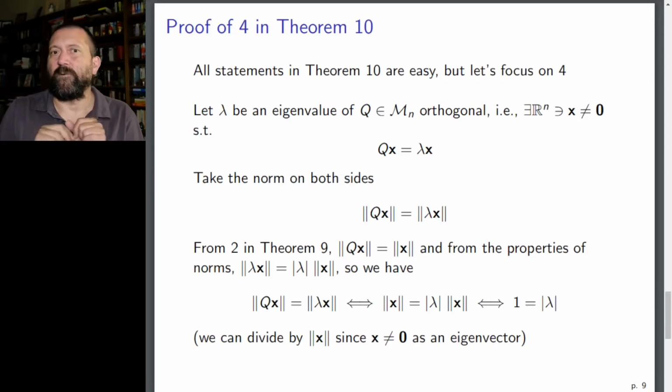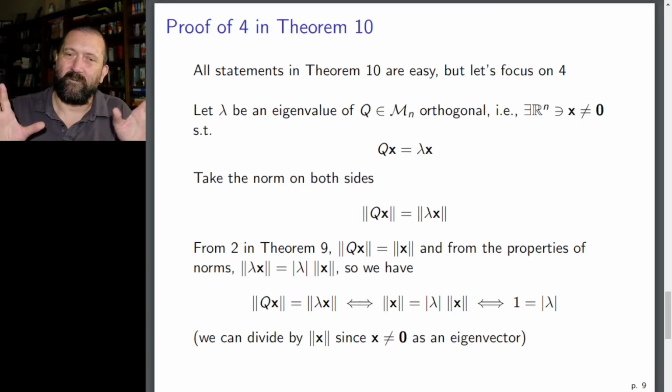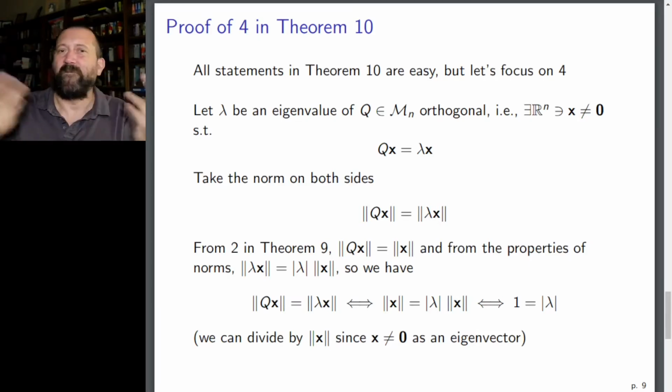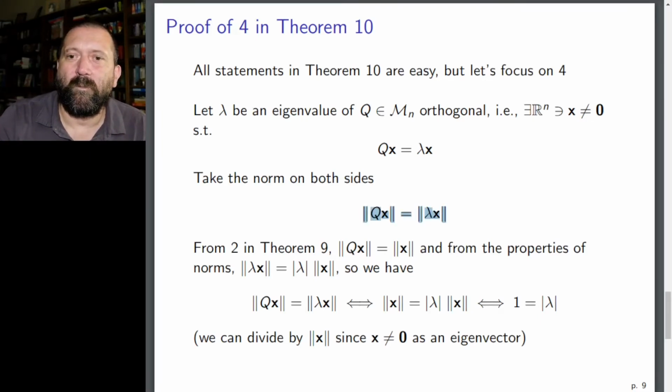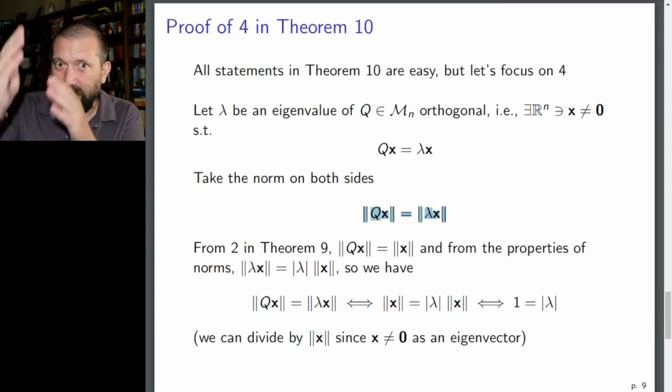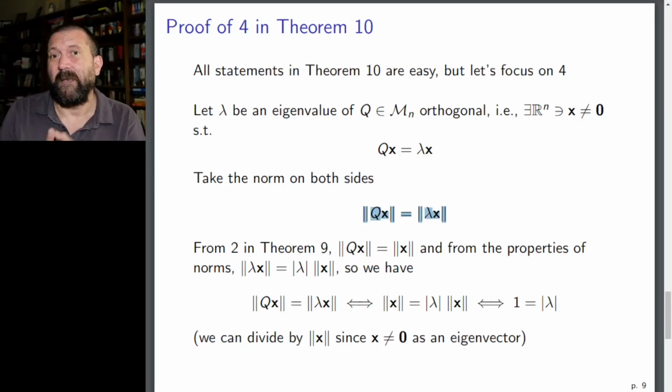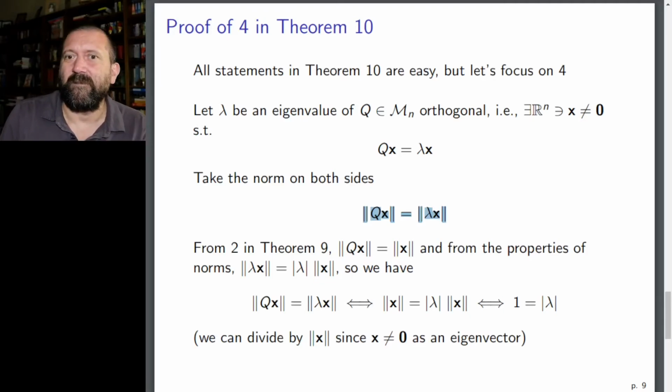Now let me take the norm on both sides. I'm completely allowed to do this. I have an equality, and I can do whatever I want to my equality, essentially, provided I use the same function or the same operation on both sides. So if I take the norm on both sides, I get this equality here: the norm of Qx is equal to the norm of lambda x. These are both vectors, and I'm taking their norm, that is their length.